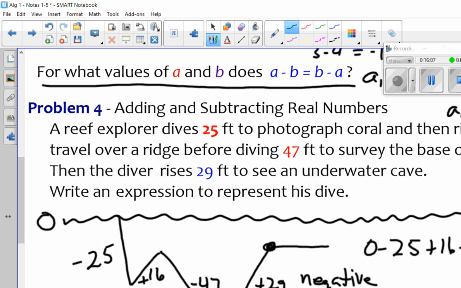Okay, so let's add these together and let's just see what happens. So 0 minus 25 is a negative 25, but then I'm going to add 16. I get to negative 9, and then I get a negative 47. So, I'm adding two negative numbers. I should get a bigger negative number. I'm going to get negative 56, but then I'm going to add 29, and that's going to get me to negative 27. So that entrance to the cave is 27 feet below the surface.